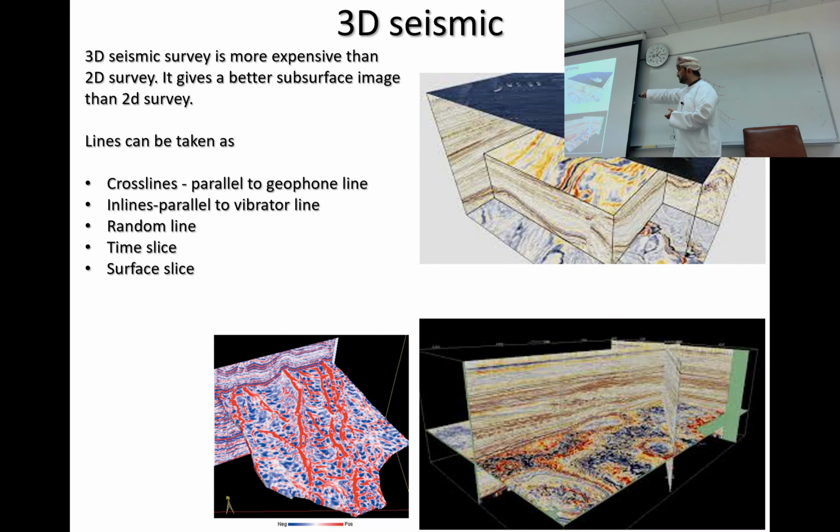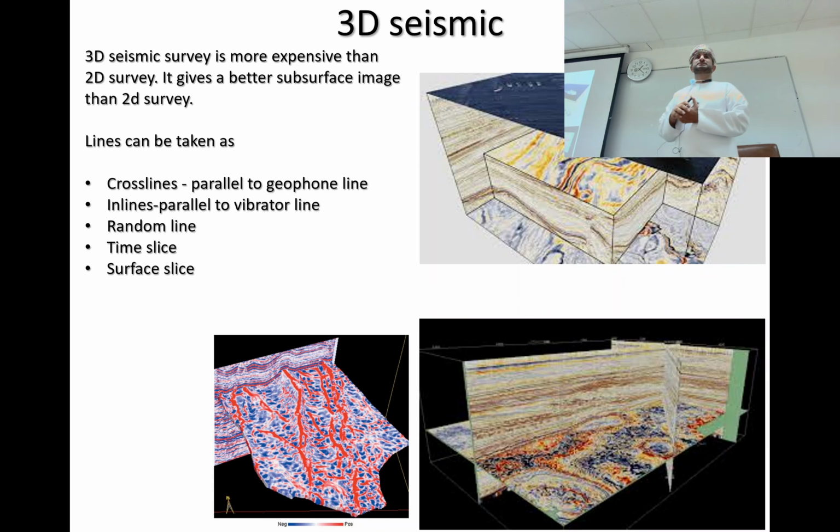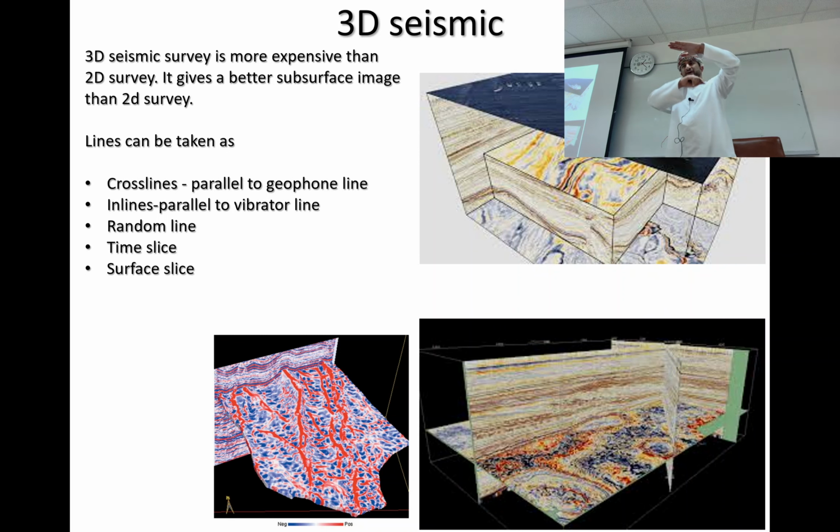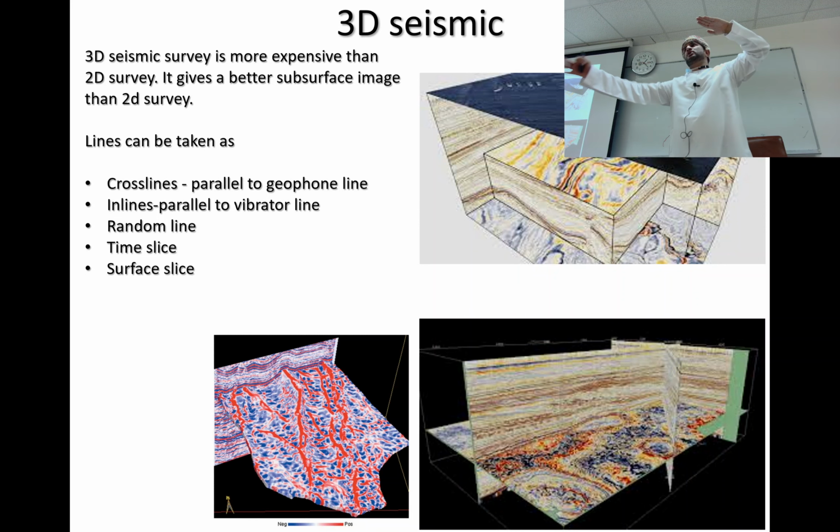And that surface you see is called a time slice. Why time slice? Because the data is originally in time domain. The y-axis is time domain. So if I cut my cake horizontally, I'm showing a certain time value.